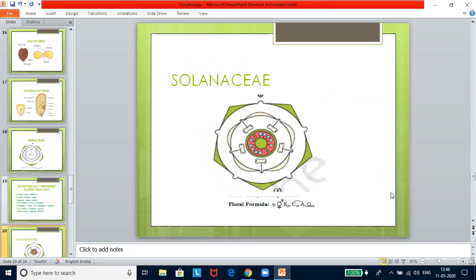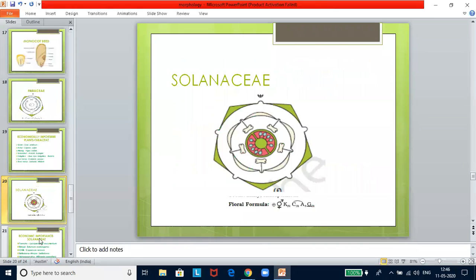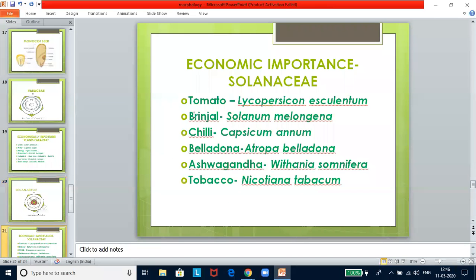Now Solanaceae, again this floral formula and floral diagram is very important. You have to learn it because for these floral diagrams, they will not ask for the families directly. They will give you some example, for example, the floral diagram of brinjal is. They will give you different floral diagrams and ask you to identify. Then you have to look at which suits Solanaceae, and then you should be able to pick it up and write. Similarly, now let us look at economic importance.